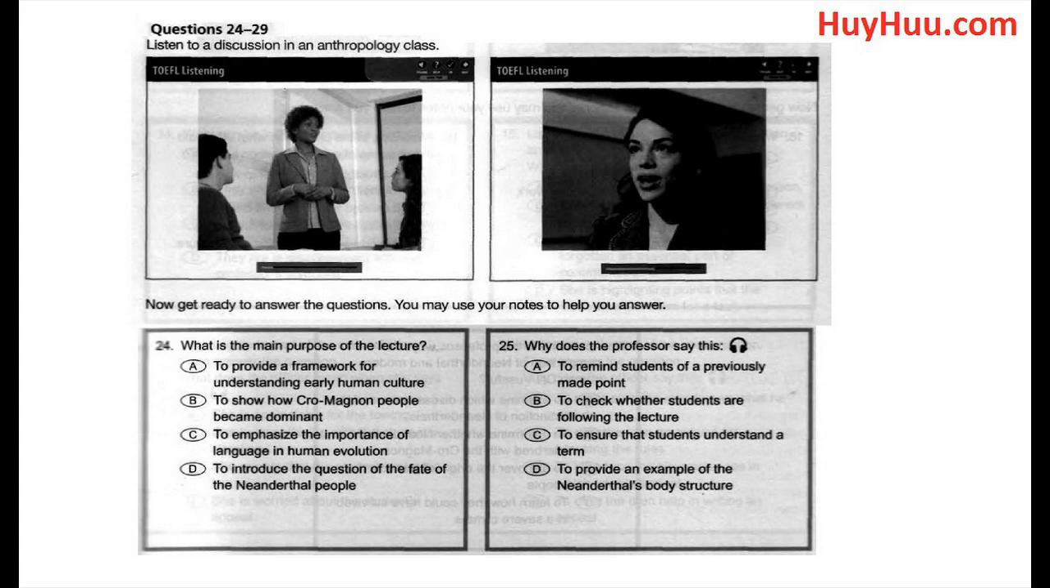And if this scenario is right, it would have appeared as though the Neanderthals had become extinct, whereas in reality they would have merged with the more dominant Cro-Magnon people. Now, I want to emphasize that this issue is still very much debated by anthropologists.